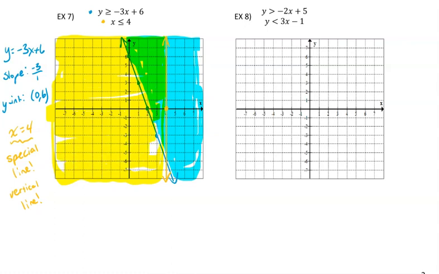And once we have all of that shaded, again, we can see where our overlap is. So I'm going to take a darker color and I'm going to go ahead and just fill in that overlap.